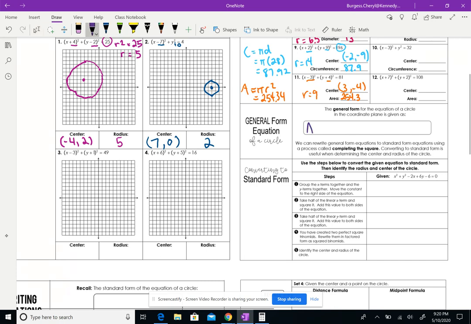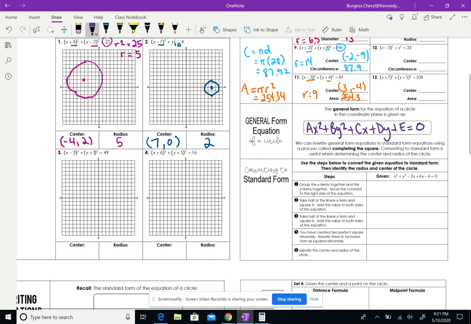So ax squared, that's better, plus by squared plus cx, c times x, plus d times y, plus e equals 0. Okay, so I don't think that you're going to have to do this this week, but you might have to do it on the test. So it's good to know how to do it. So I'm going to show it to you once, and you're going to fill it out with me, and then hopefully you don't have to do it again.